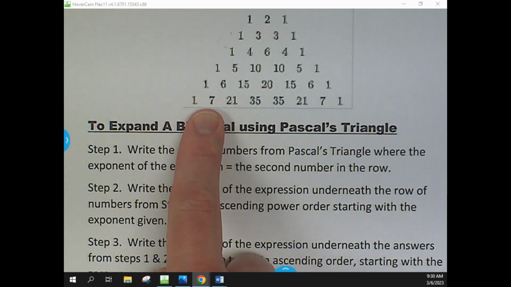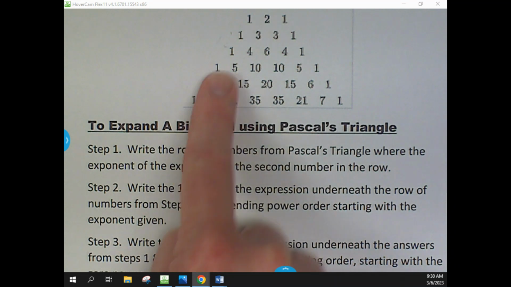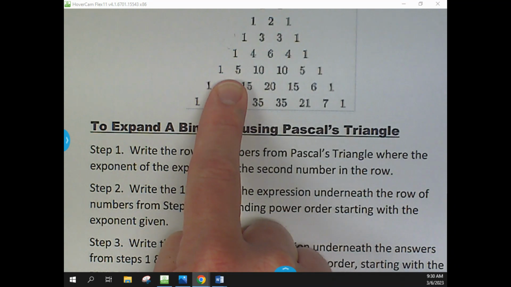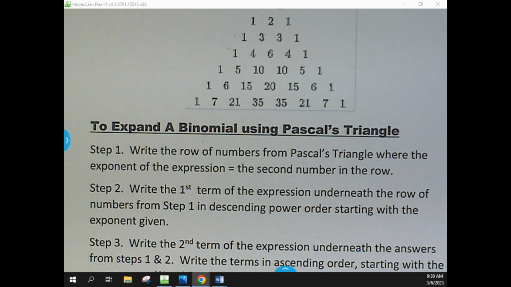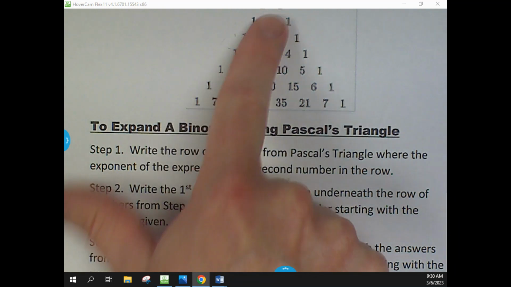So we'll be using this one. If we're doing x to the fifth power, we would use this row because it's got a 5 in it. So whatever power we're working with, that's where we're going to go. And it's always that second number that we're looking at.